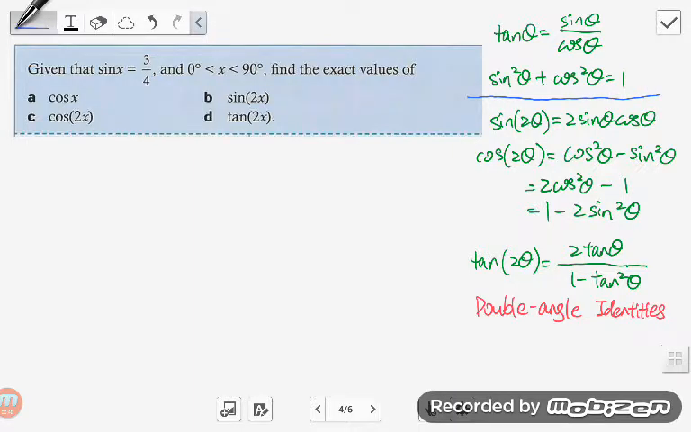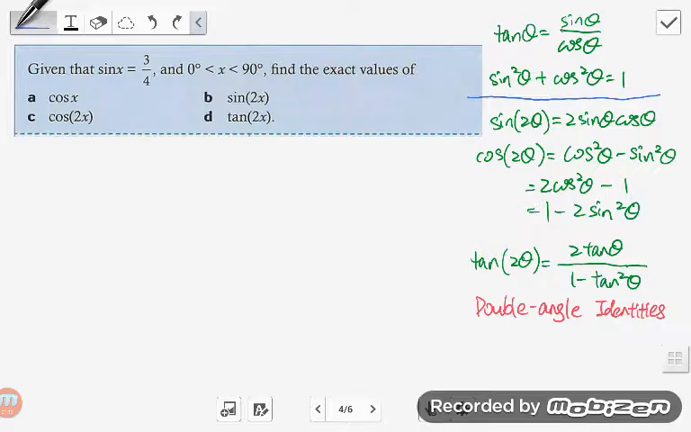So what about the formulas at the bottom? They are called the double angle identities. Okay, why do we call that? Because you can see that all of the angles are always 2 times theta, right? So we call that double angle. So you have sine 2 theta, cosine 2 theta, and tangent 2 theta.